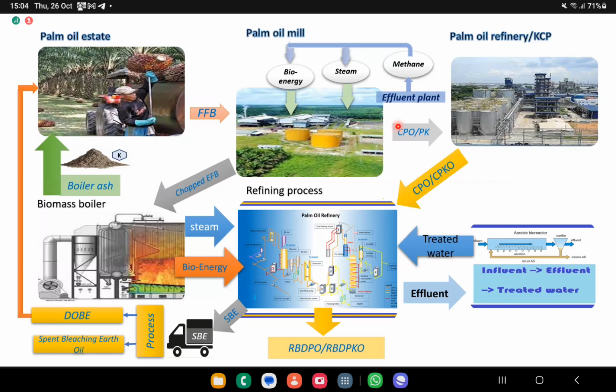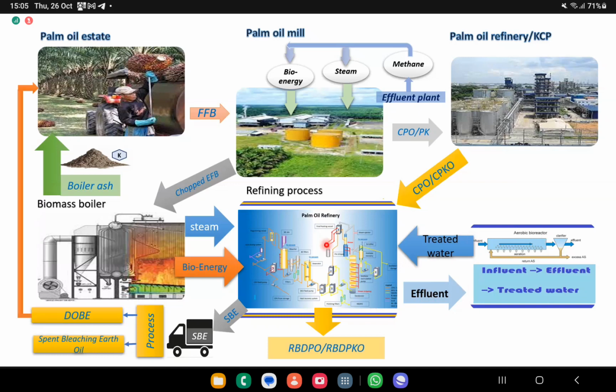The crude palm oil and the palm kernel go off to refineries like ours or conversion plants, where we produce crude palm oil and crude palm kernel oil. These go through the refining process to produce refined, bleached and deodorized palm oil and refined, bleached and deodorized palm kernel oil. I explained earlier, the effluent water goes through a closed loop and is recycled.